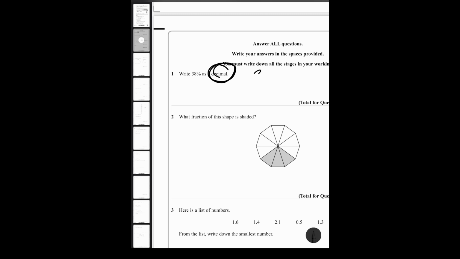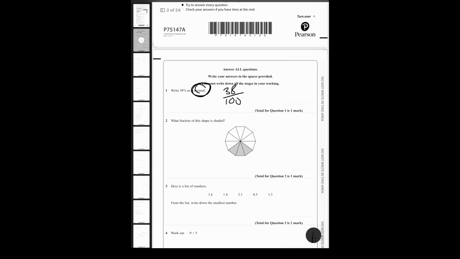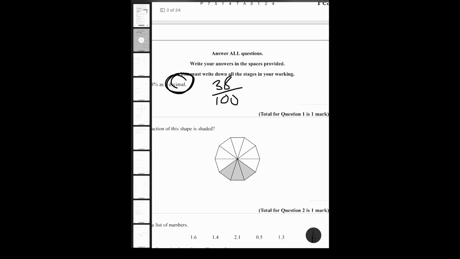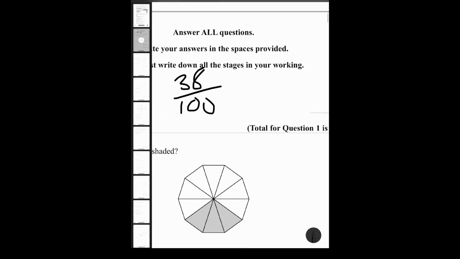So 38, it's 38 over 100. That's what 38% is, because per is every and cent is 100, right? So this is 38 over 100. What does it mean? What does over mean? Fraction is division. 38 divided by 100. What does divide by 100 mean?